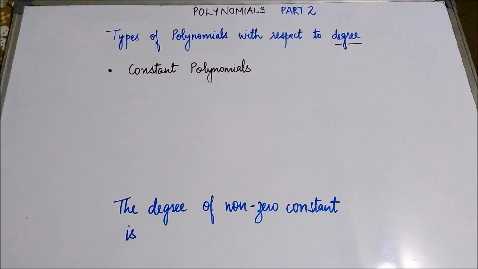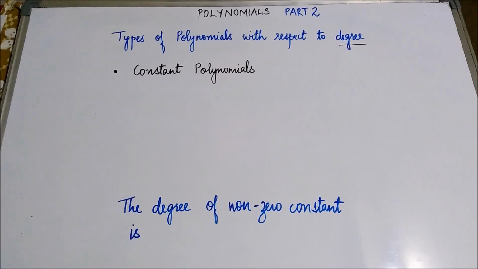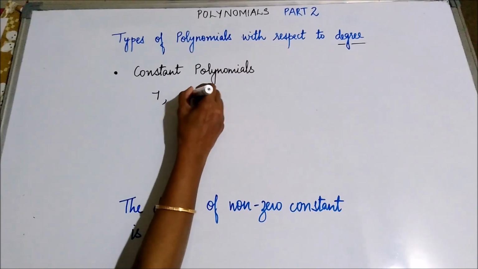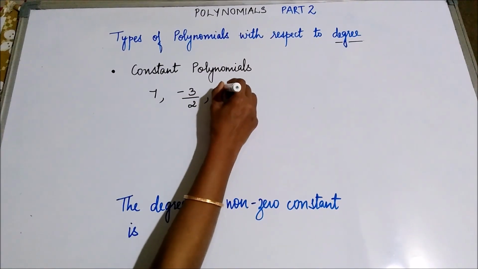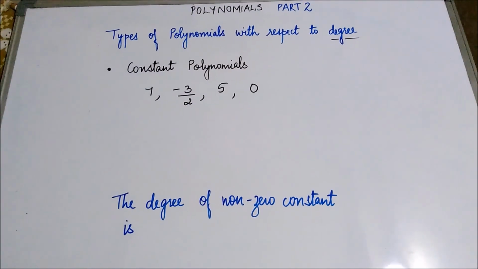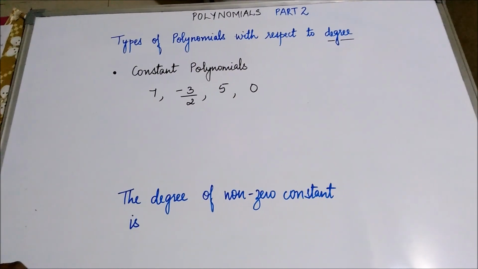Let us understand types of polynomial with respect to degree. The first type is constant polynomial. 7, minus 3 by 2, 5, 0 are examples of constant polynomial. As you can see, there is no variable in this polynomial.